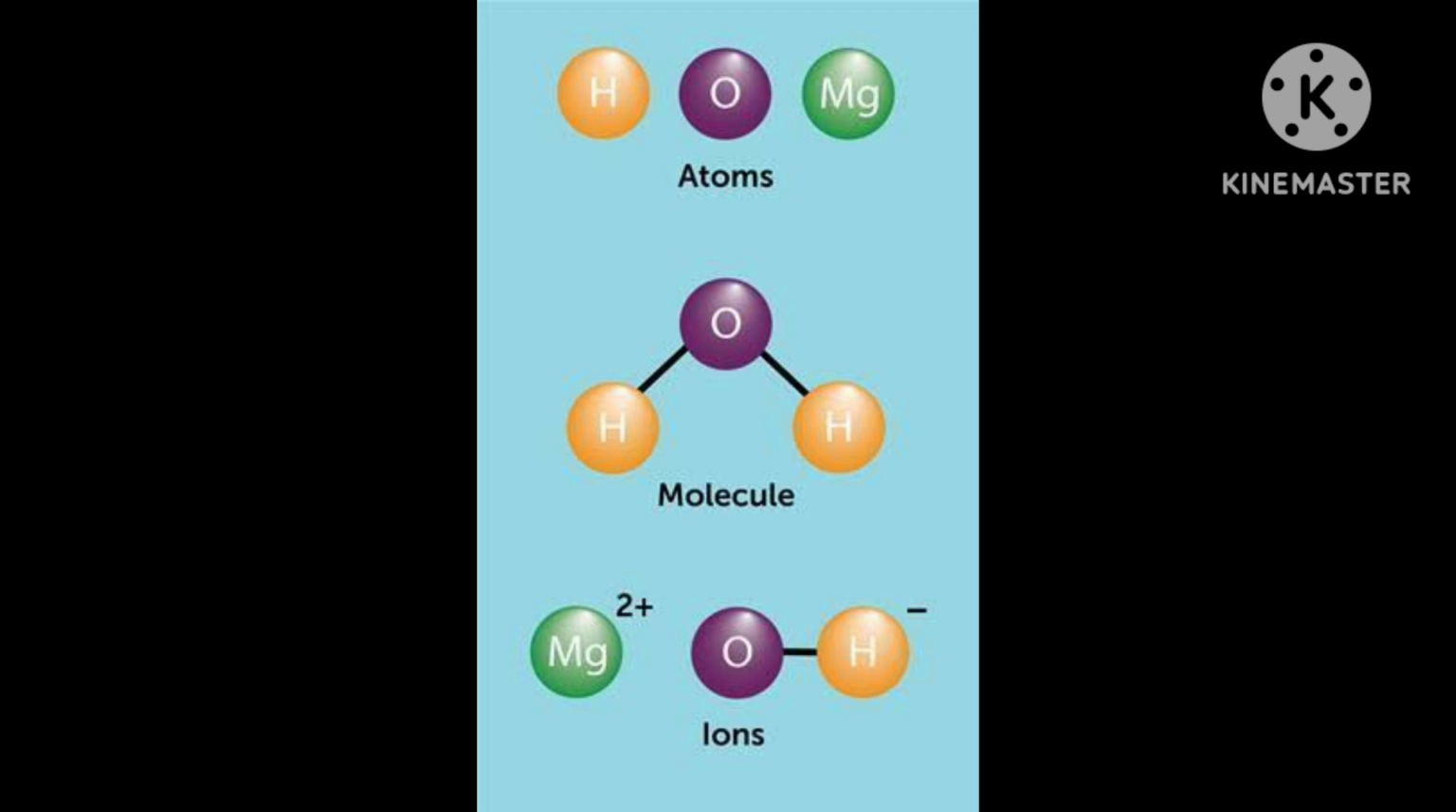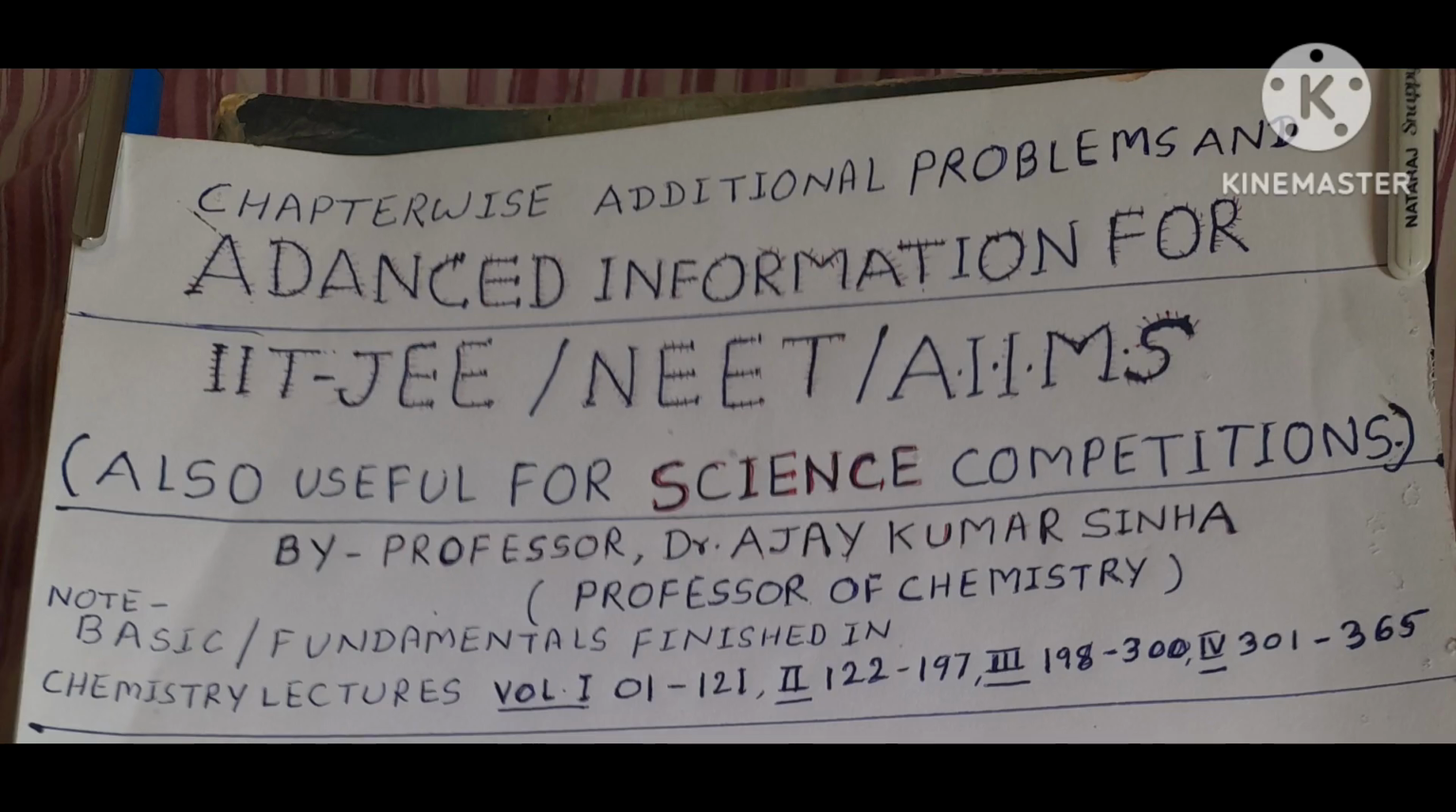Kilo is equal to 10 to the power 3. Mega is equal to 10 to the power 6. Giga is equal to 10 to the power 9. Tera is equal to 10 to the power 12. Peta, P-E-T-A, is equal to 10 to the power 15. And exa, E-X-A, is equal to 10 to the power 18.